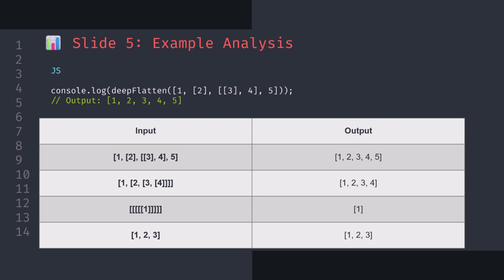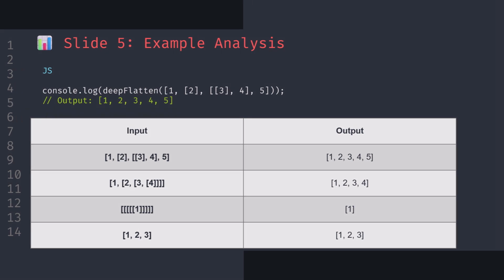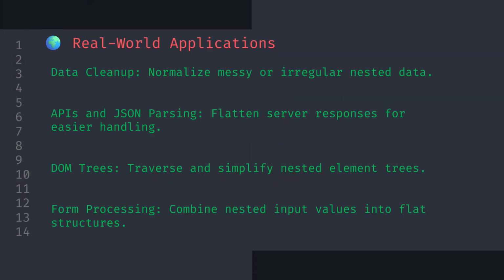Now, let's talk about where this is really useful. Deep flattening is useful in any scenario where you deal with complex nested structures. For example, APIs might return data in irregular formats. You'll want to normalize this data before using it. Flattening it can also simplify filtering, searching, and mapping over large datasets.